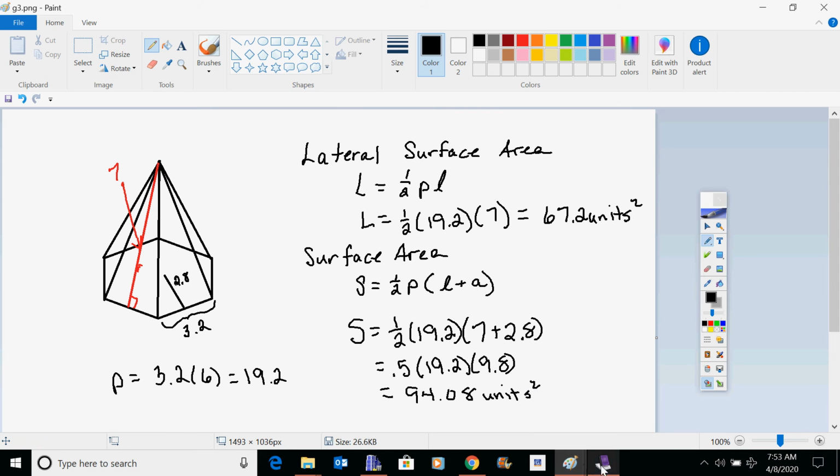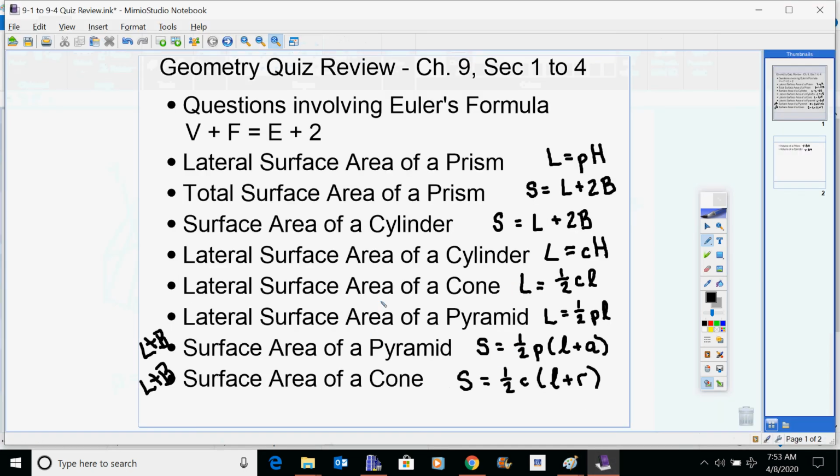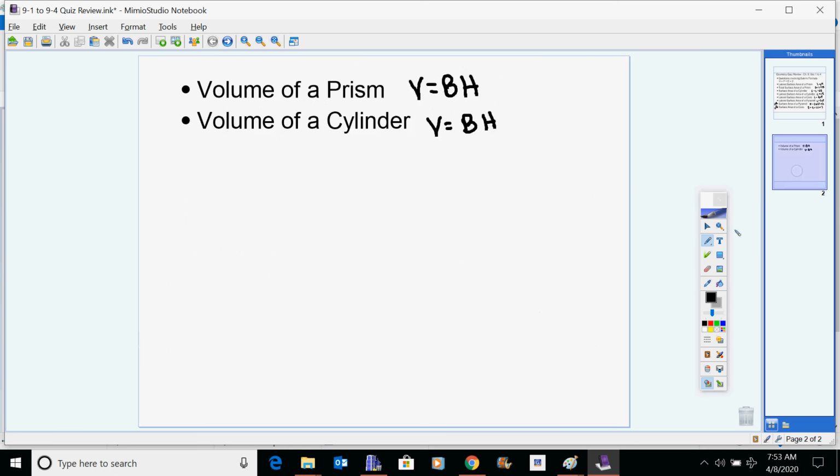All right, so we've got that happening. So we've talked about all of these. If you were given a lateral surface area and then asked to find another thing, you could go through and solve it backwards for those. We also have volumes that we talked about: volume of a prism and volume of a cylinder. We did not get to volumes of cones and pyramids yet. That would be in the next section. So right now you don't even have to worry about that.